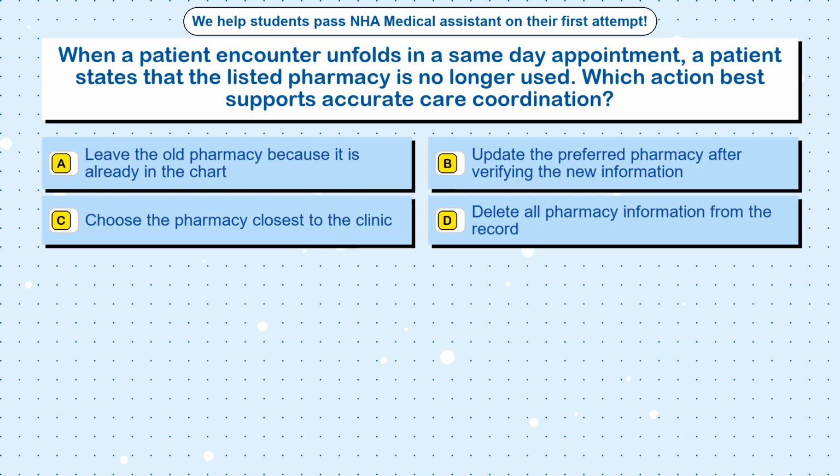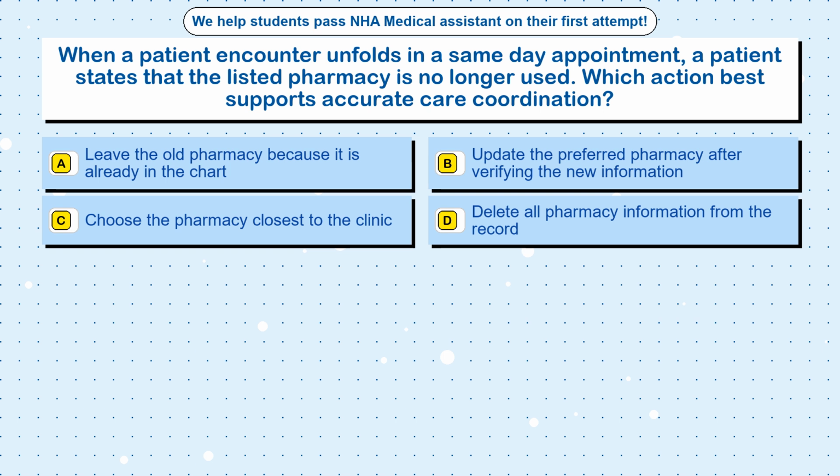Question 18. When a patient encounter unfolds in a same-day appointment, a patient states that the listed pharmacy is no longer used. Which action best supports accurate care coordination? Option A. Leave the old pharmacy because it is already in the chart. Option B. Update the preferred pharmacy after verifying the new information.